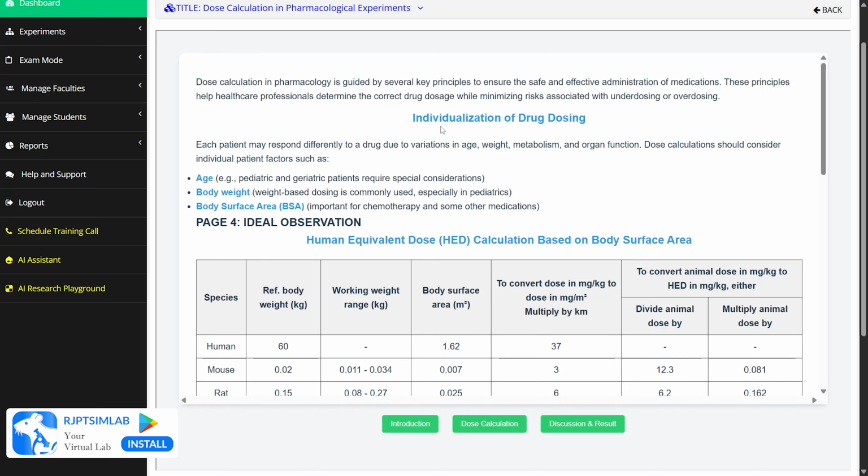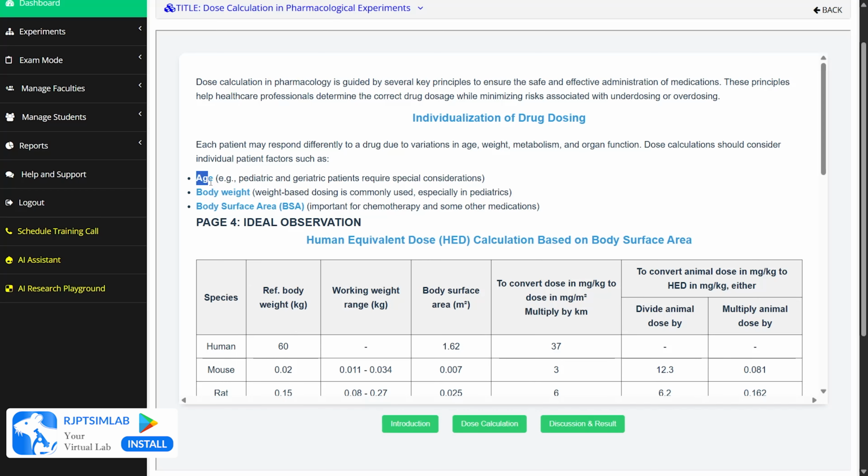Now, let us see the individualization of drug dosing. Each patient may respond differently to a drug due to variations in age, weight, metabolism, and organ function. As we have discussed earlier, these are the major crucial factors for the calculation of dose. In every patient, these factors are different, which means every patient has a different age, weight, metabolism, and organ function. So dose calculation should consider individual patient factors, which we are now going to discuss for the calculation of the accurate dose.